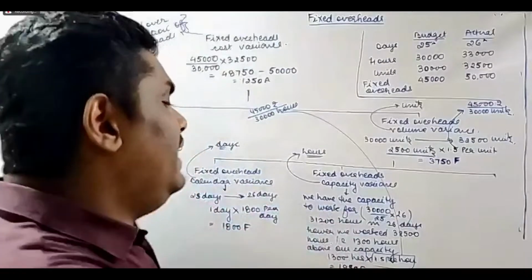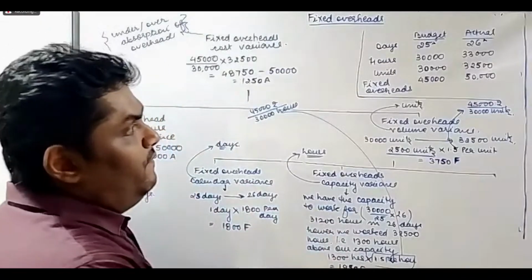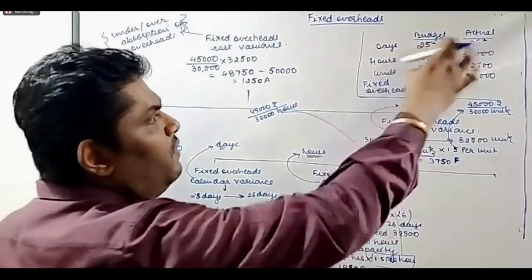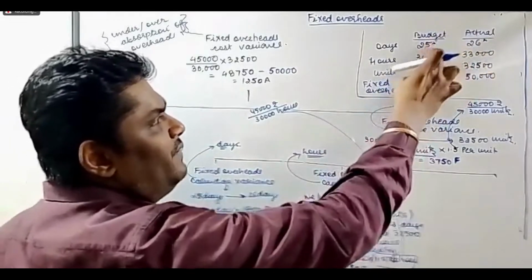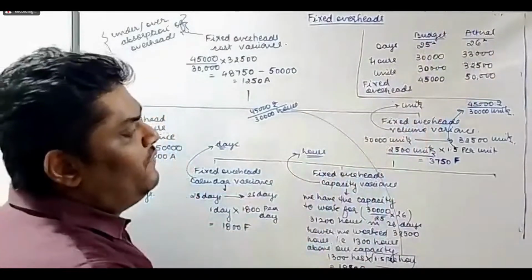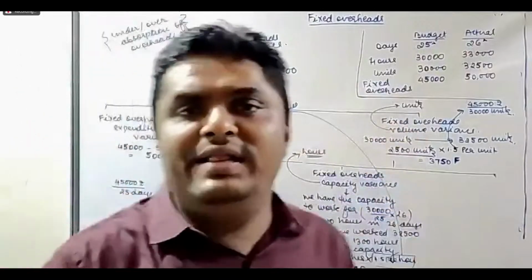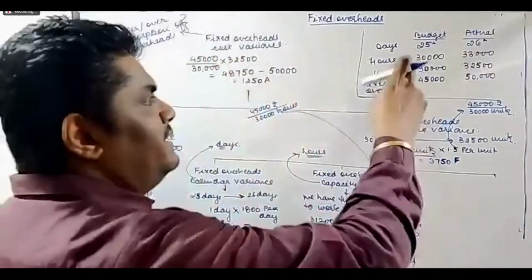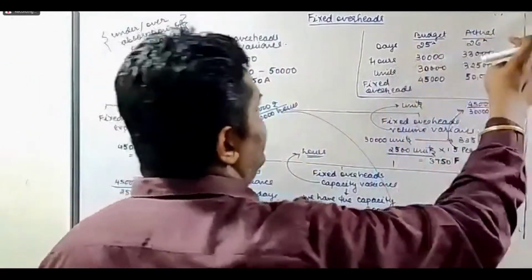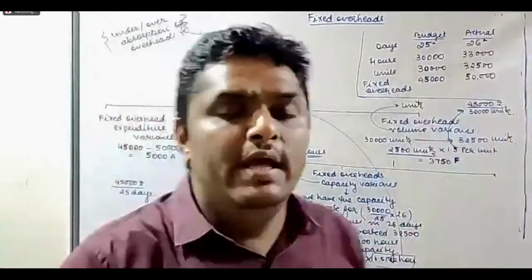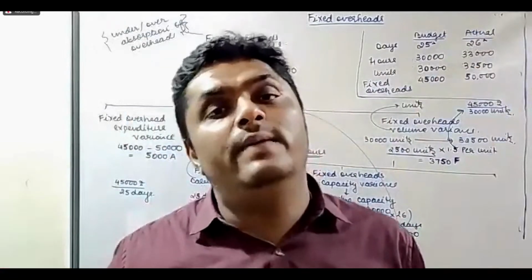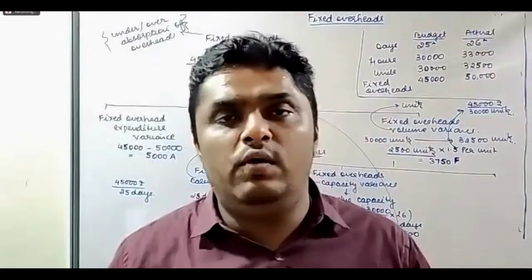So very important, guys, this point is the key. If the number of days are equal, let's say budgeted days are 25 and actual days are also 25, we can directly calculate the capacity variance. Simply, budgeted capacity is 30,000, actual capacity is 33,000. It means 3,000 hours we worked above our capacity. So accordingly, we can calculate the variance.